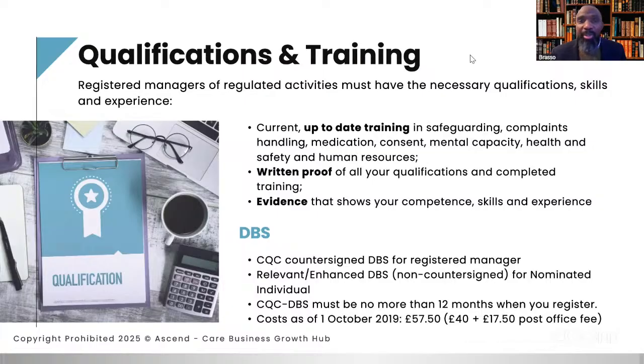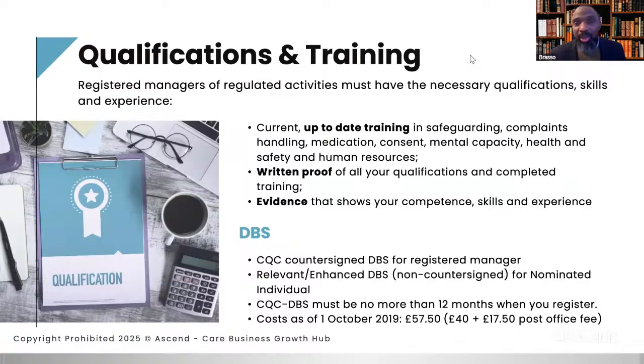And one of the key documents as well is the DBS. CQC have what they call a CQC countersigned DBS. So you need to make sure that you apply for an enhanced DBS, and it must not be more than 12 months old when you register. You need to be cautious. You need to be vigilant and make sure that you double check your DBS expiry date.